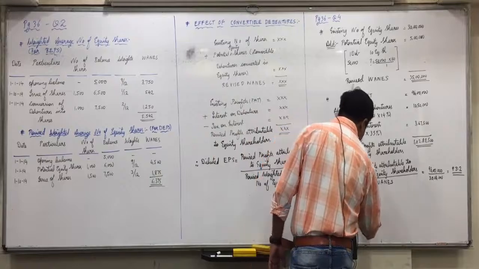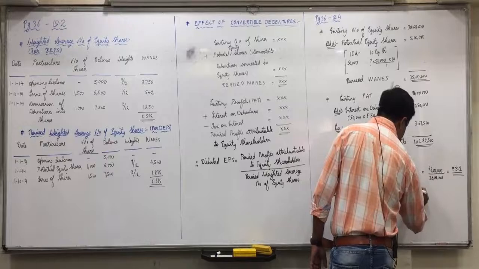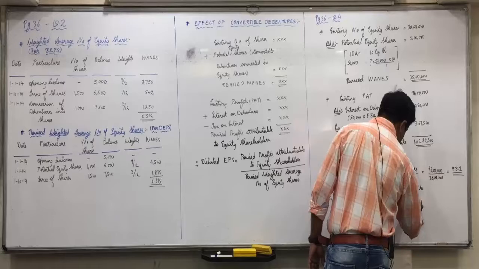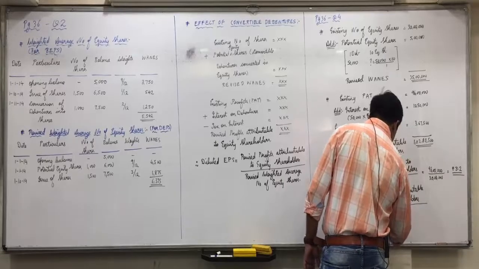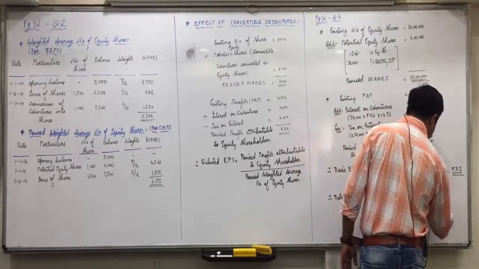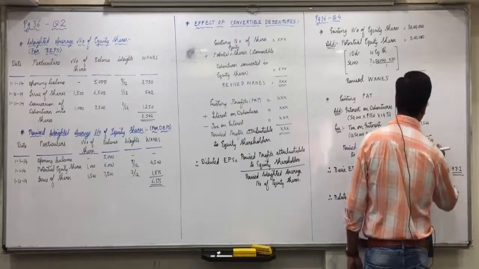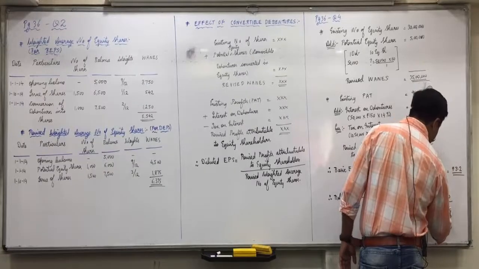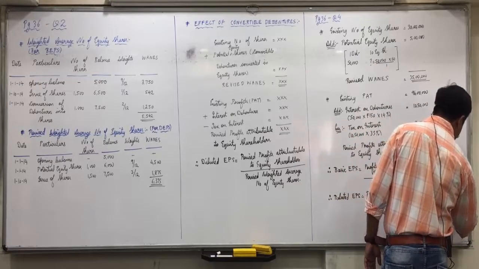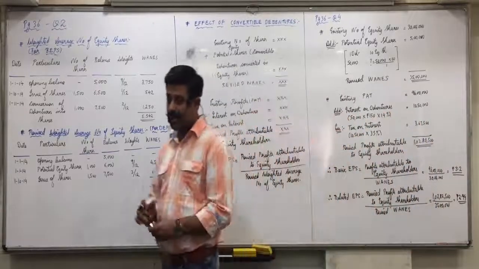Diluted EPS, revised profits attributable to equity shareholders divided by revised shares. So what are the revised profits we calculated? 1 crore 2 lakh 82,500 divided by revised shares 35 lakhs, 2.94. See, does the EPS go down or not? Therefore we call it diluted EPS.